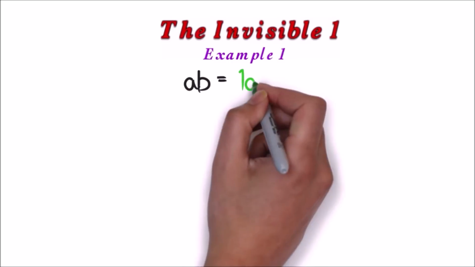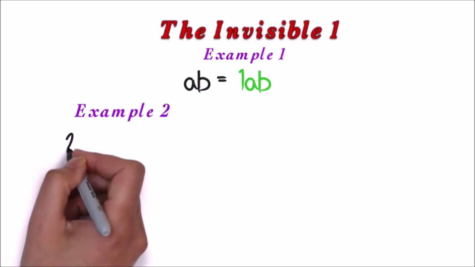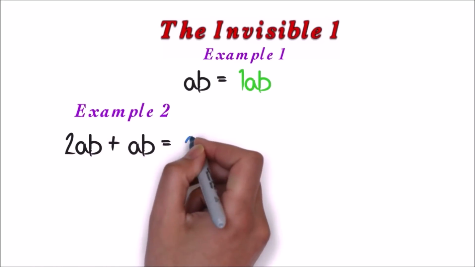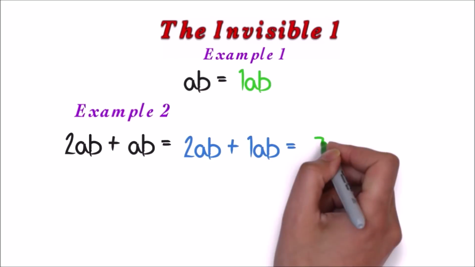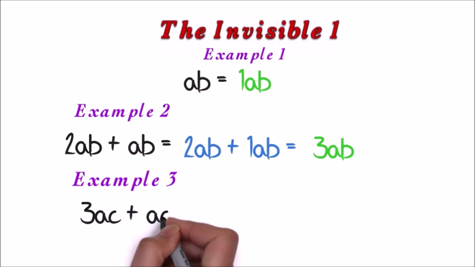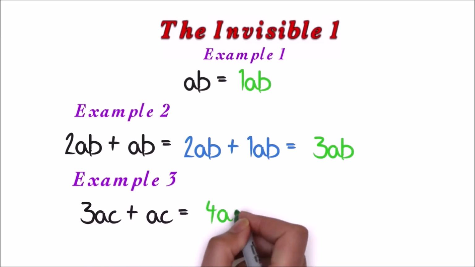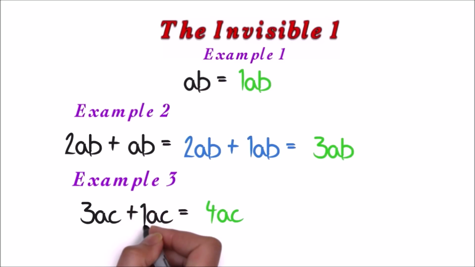Let's look at the invisible 1 in algebra. Example, ab is the same as 1ab. This means if we have just letters without a number in front, the invisible 1 is assumed. Example, 2ab plus ab equals 2ab plus 1ab, which equals 3ab. Again, 3ac plus ac will be equal to 4ac, because ac is the same as 1ac.